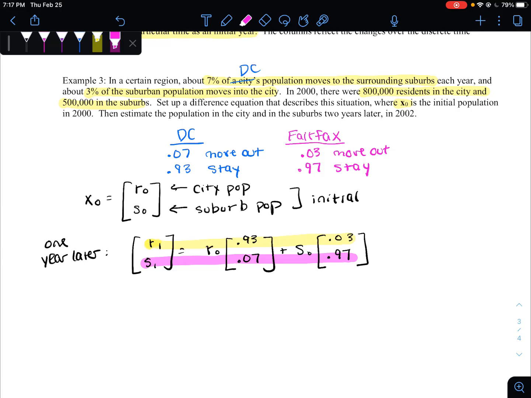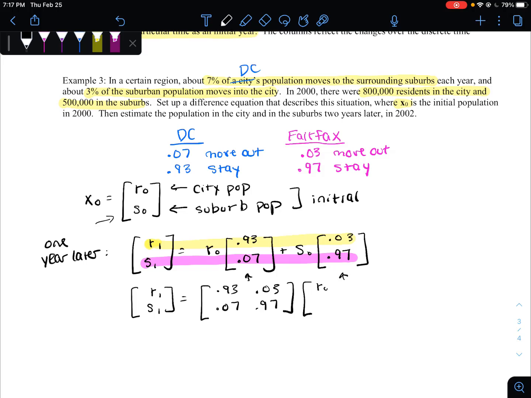But we can continue doing this if we change this into a matrix by using our population vector and our column vectors here as the matrix columns. So I would get that the new population 1 year later is equal to this matrix multiplied by the initial population of each suburb and city in a vector. And then you could repeat that. It's kind of like a recursive function.